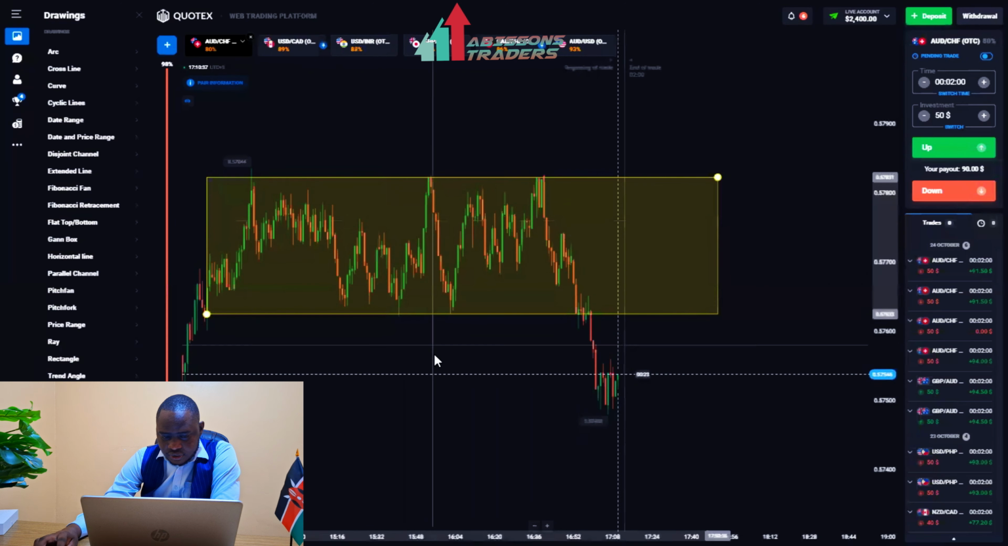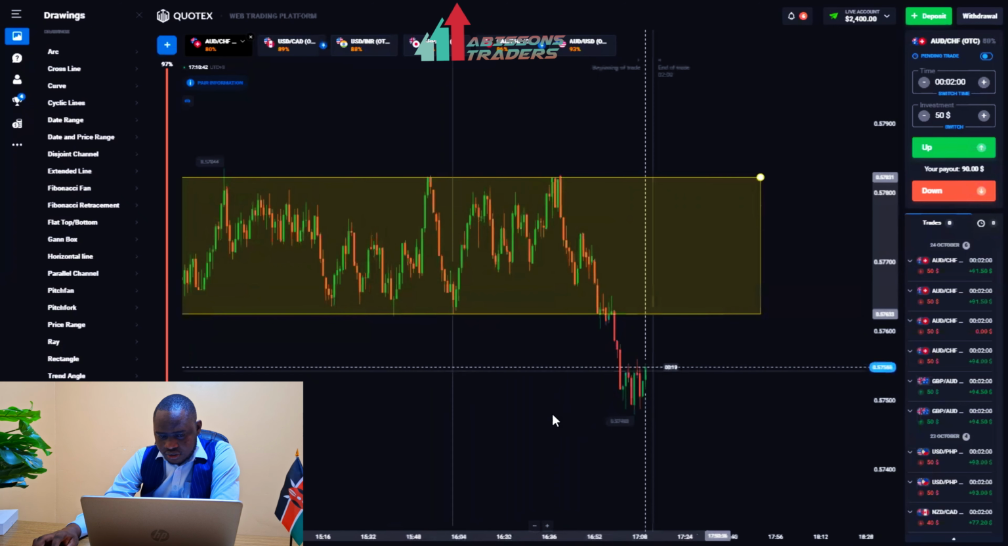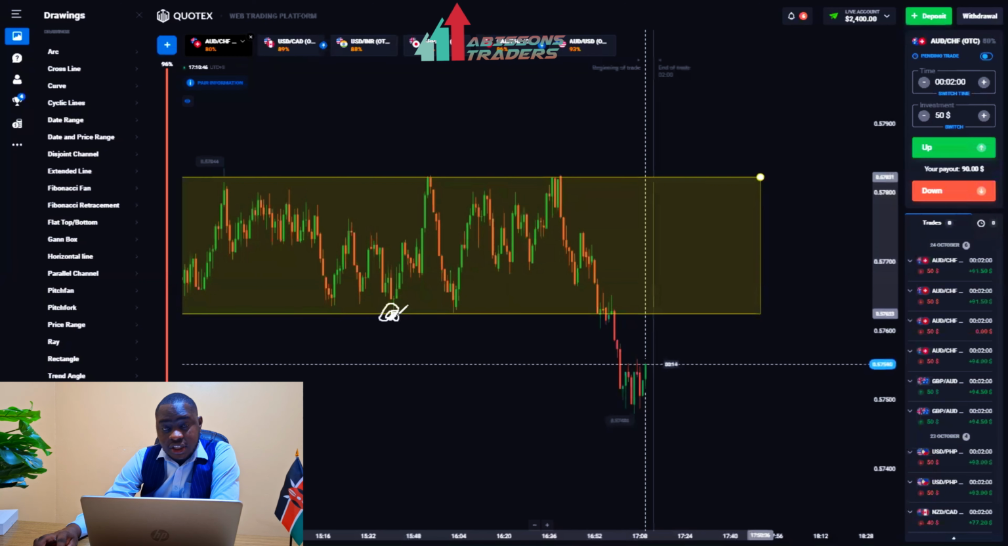So I'll mark this one. Yeah, this one is okay. So you can see we have reversal points. This is a reversal point. You can see the market came here, reversed, came here, reversed, right?